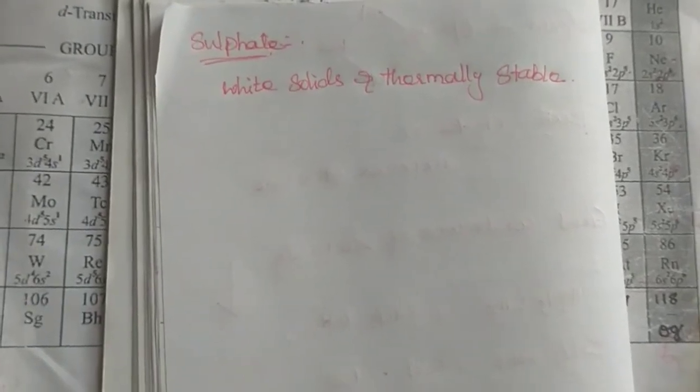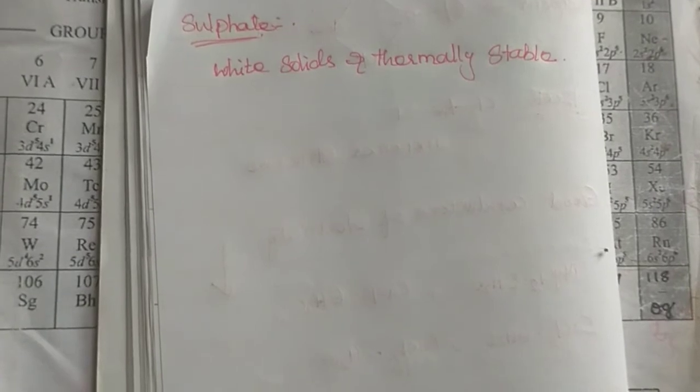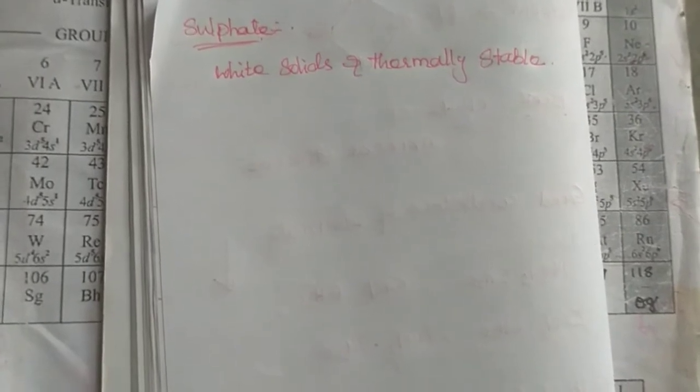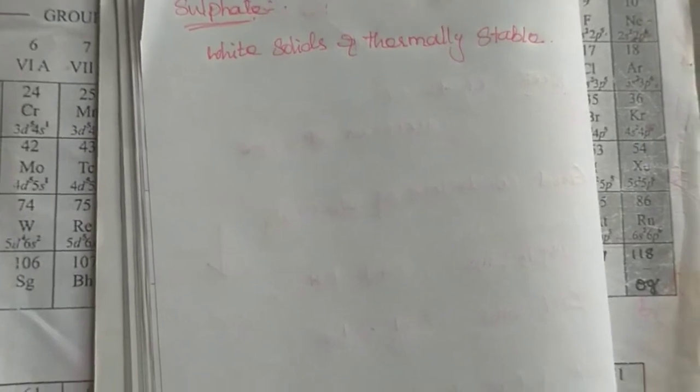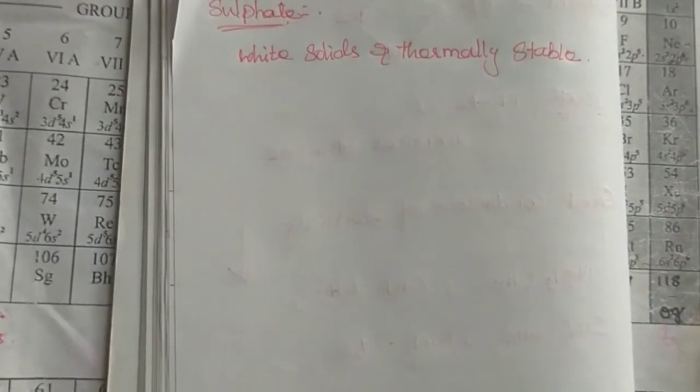Beryllium sulfate and magnesium sulfate are easily soluble in water. So the solubility decreases from calcium sulfate to barium sulfate. And another character, the greater hydration enthalpy of beryllium and magnesium ions, they overcome the lattice enthalpy.